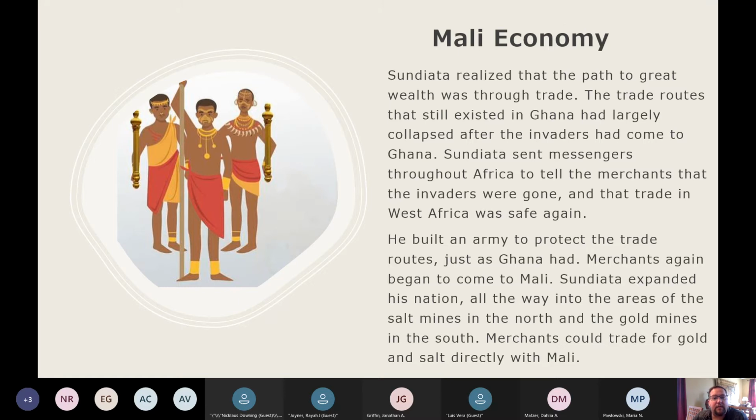So in the economy, right, they realized that the path to great wealth was through trade. Trade routes that still existed in Ghana had largely collapsed after the invaders had come. So he sent messengers throughout Africa to tell merchants that the invaders were gone and that trade in West Africa was safe again. He built an army to protect trade routes, just as Ghana had. Merchants again began to come to Mali. He expanded his nation all the way to the areas of the salt mines in the north and the gold mines in the south. So the merchants could trade for gold and salt directly with Mali.